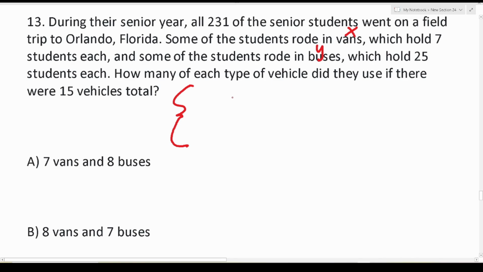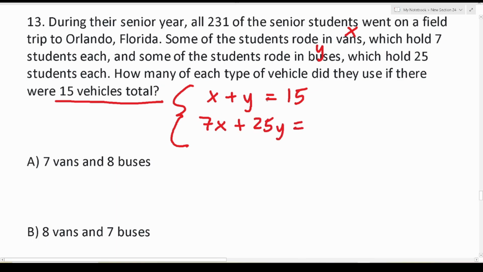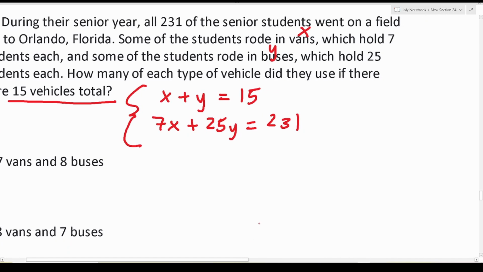Okay? So now we have to write two algebraic expressions to mirror what's happening in this problem. Again, we know 15 vehicles in total were used, so x plus y totals 15. Likewise, we know each van holds 7 students, so that's 7x, whereas each bus holds 25 students, so that's 25y, and 231 students in total were transported. Okay? So just like that, we converted this word problem into an algebraic system of equations that we can now solve to figure out what x and y are.